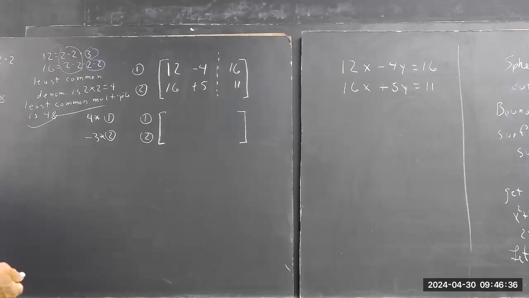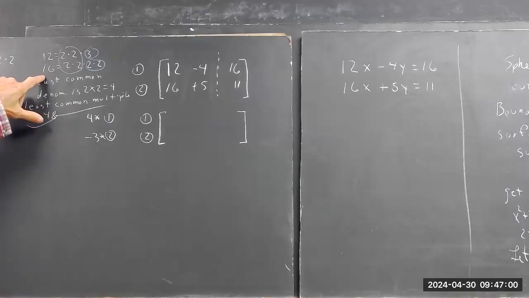Now, what do you have to multiply 12 by in order to get the least common multiple? Well, you have to multiply it by 2 times 2. Right here's 12, 2 times 2 times 3. You multiply it by 2 times 2, which is 4. So multiply the first line by 4. What do you need in addition to 16 to get 48? Well, 48 is this. 16 has the 2's in it. You need to multiply it by 3. Okay, so multiply by negative 3 here.